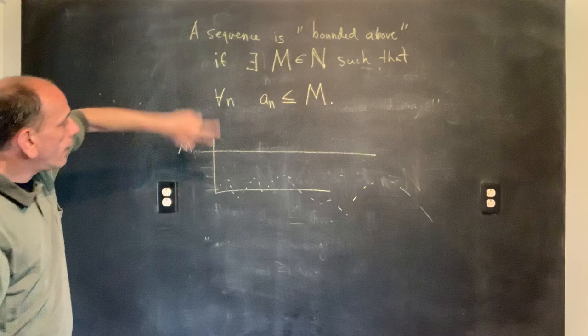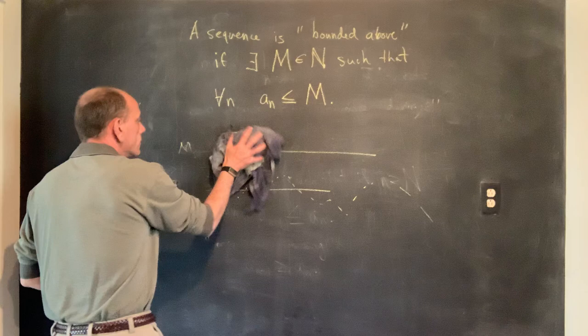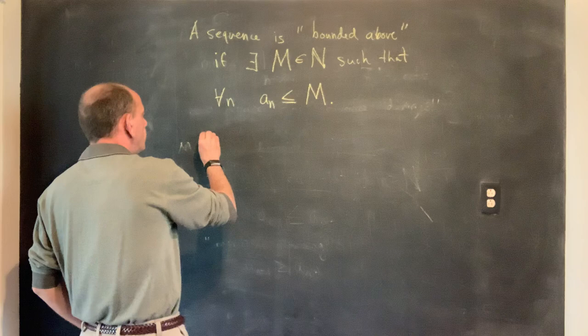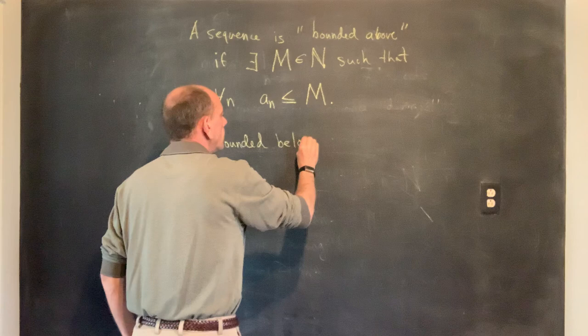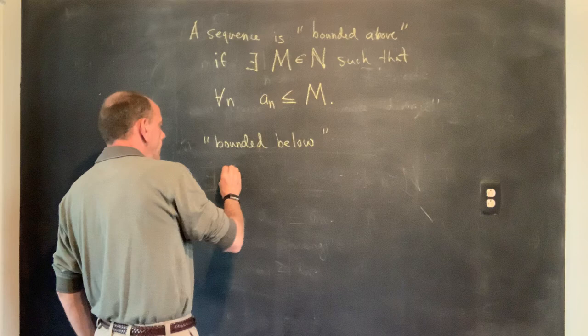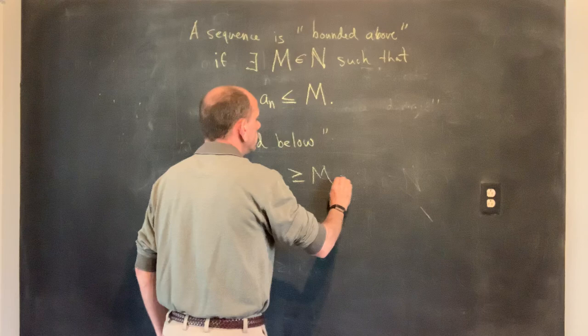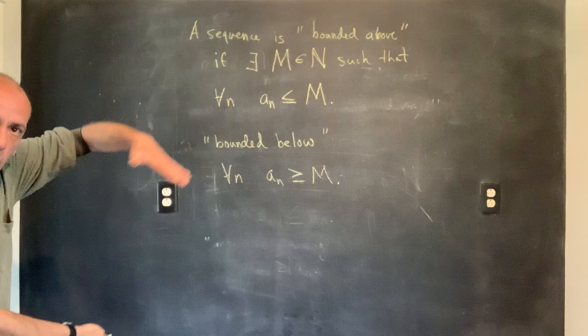Likewise, on the other side, bounded below is a similar sort of idea. We just need to reverse that. It's still the existence of this number M, but now for all n, a sub n is greater than or equal to that M. They're all above that number, yeah? In which case it's bounded below. All our sequence terms are above that M.